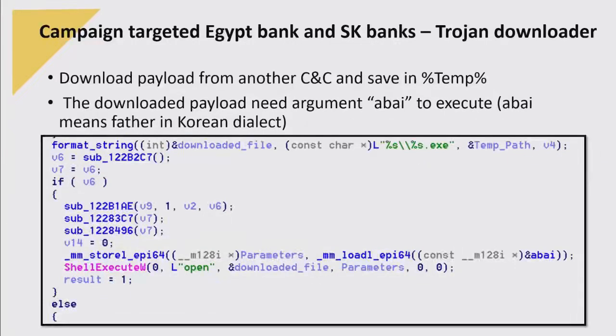This downloader would download the payload from another CNC server and save it into the temp folder. In the functions that you can see, after it downloads, it will try to launch this malware with an argument named obey, and this obey actually means father in Korean.